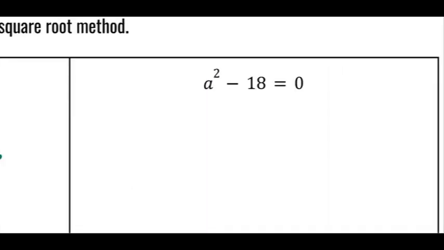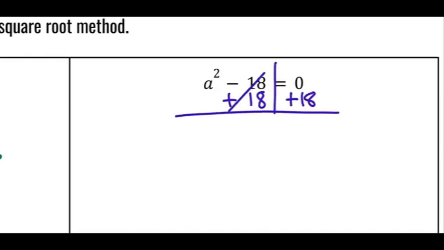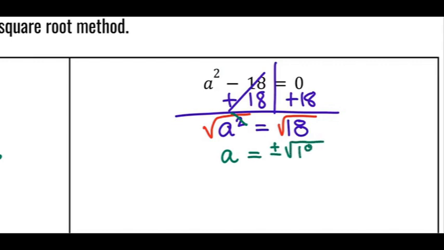a squared minus 18 equals 0. So remember, our objective is to get this by itself. I will do that by moving the 18 over first. Those cancel out. So on the left side, I'm left with a squared. And on the right side is 18. Next step, we're going to take the square root of both sides of the equals. The square root cancels out the square, so I have a equals. Now, I have plus or minus the square root of 18.